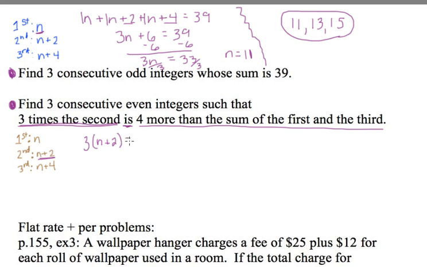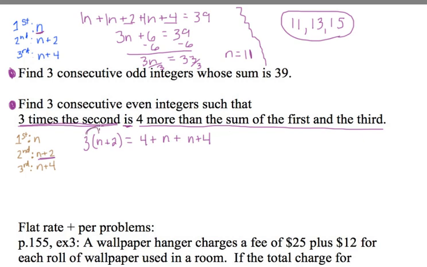Is will be equals 4 more than. That means 4 plus. The sum of, that means add the first and the third. N is the first, n plus 4 is the third. There's our equation. Now we just need to solve.